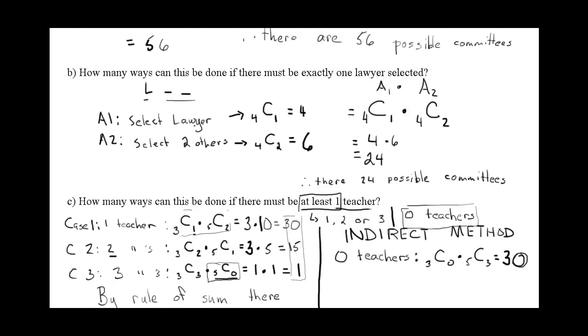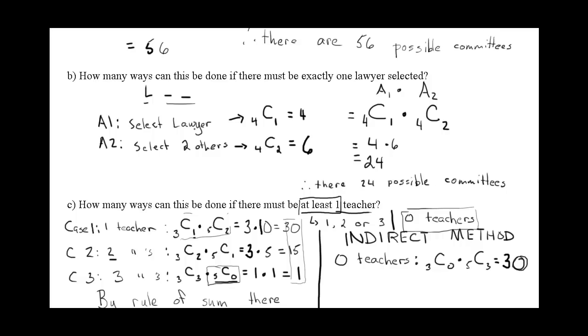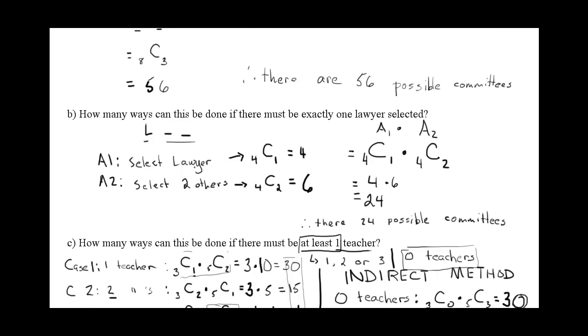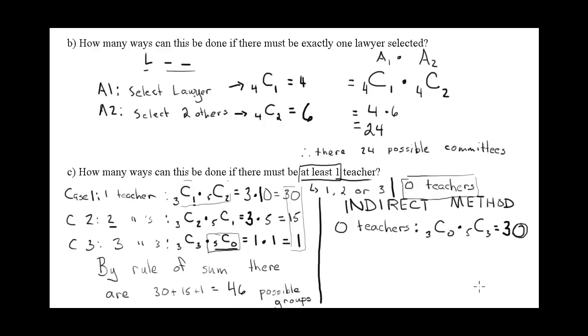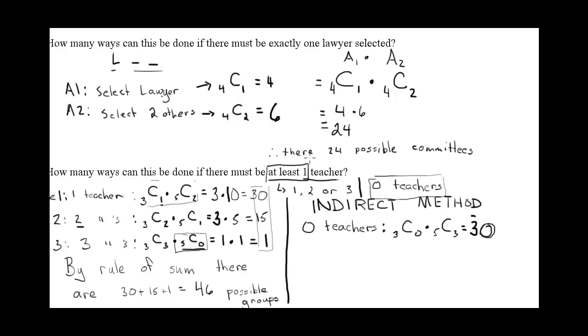But remember, up in part A, we figured out, oops, sorry, I made a mistake. This right here, it's not 30. 5 choose 3. Let me just redo, let me erase this. Let me get a better eraser. Okay, there we go. 3 choose 0 is 1 times 5 choose 3, which is 10. So this is equal to 10.